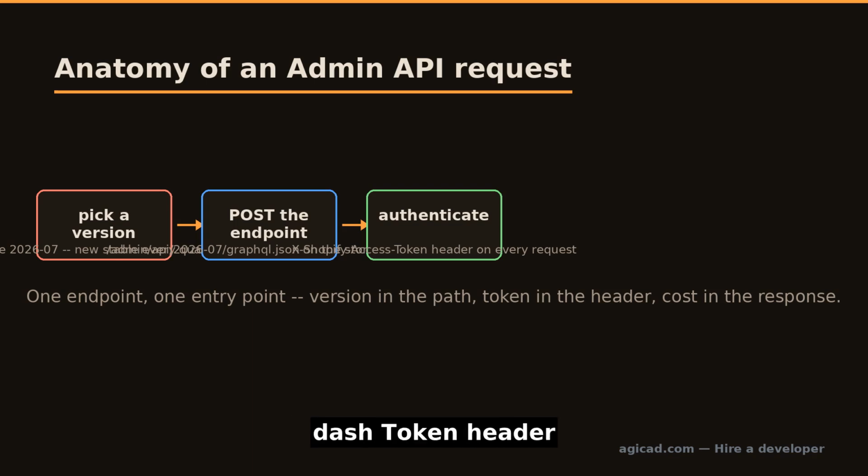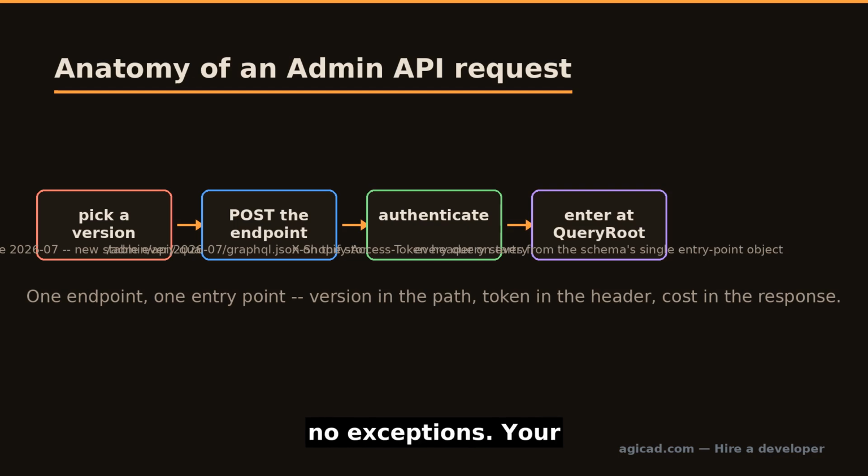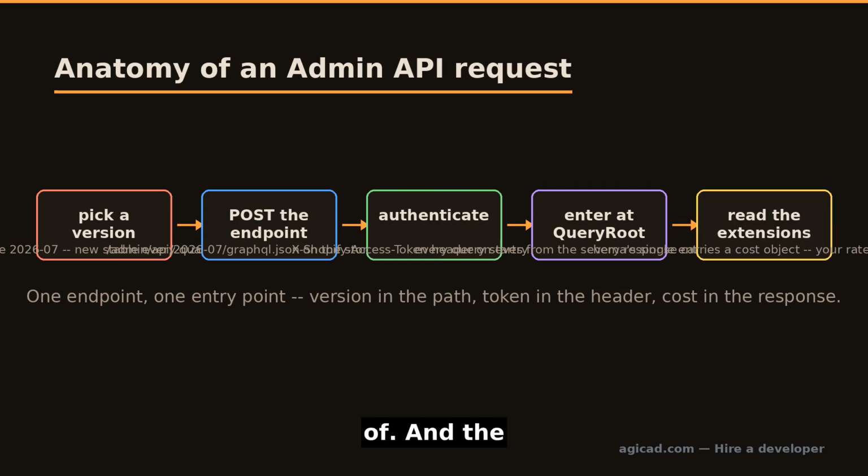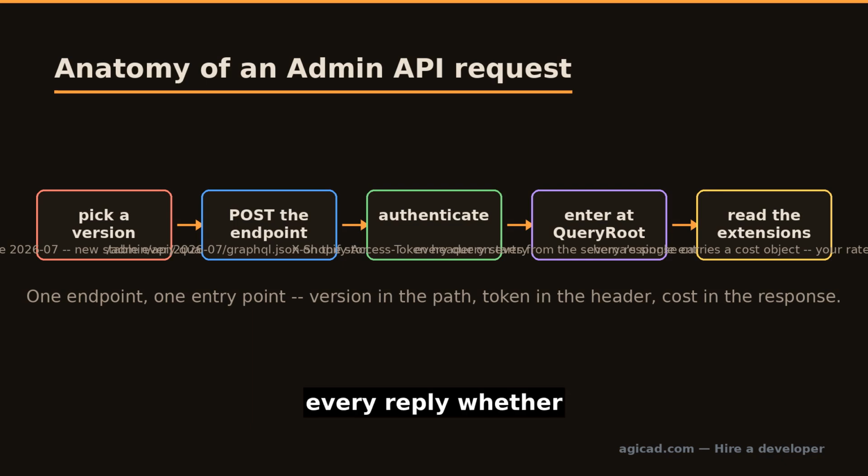You authenticate with an x-shopify-access-token header every request, no exceptions. Your query enters the schema at the QueryRoot, the single object every queryable thing hangs off of. And the response comes back with an extensions block carrying a cost object, your live rate limit ledger, attached to every reply whether you asked for it or not.